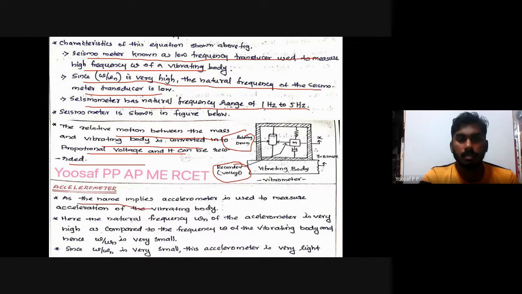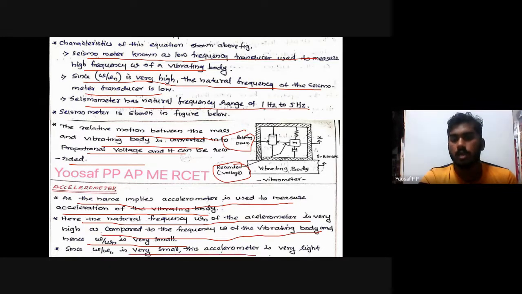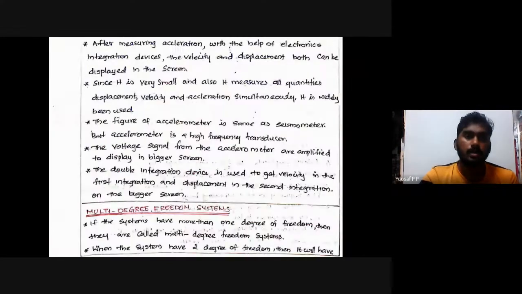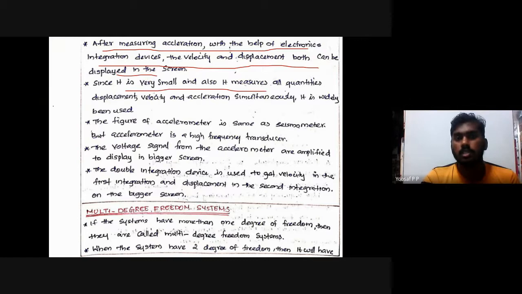Accelerometer, as the name implies, is used to measure acceleration of a vibrating body. Here the natural frequency of an accelerometer is very high compared to the frequency of the vibrating body, hence omega by omega n is very small. Since omega by omega n is very small, the accelerometer is very light. After measuring the acceleration, with the help of an electronic integration device, the velocity and displacement can both be displayed on the screen. Since it is very small, it measures displacement, velocity and acceleration simultaneously. It is widely used.